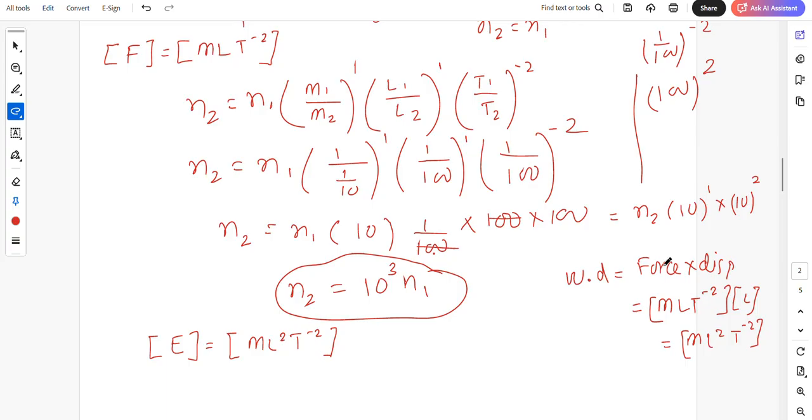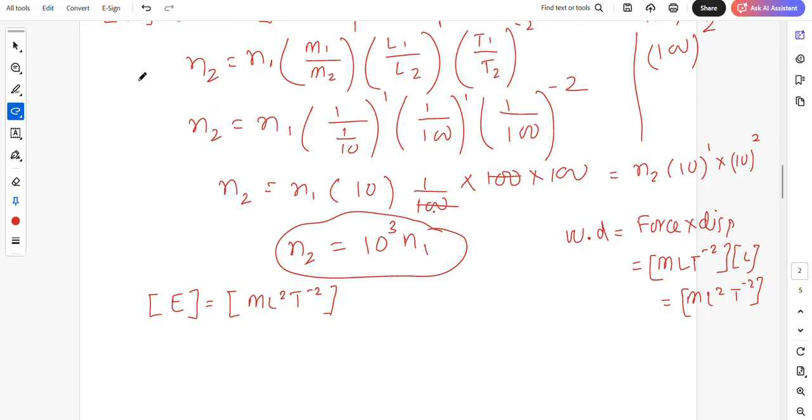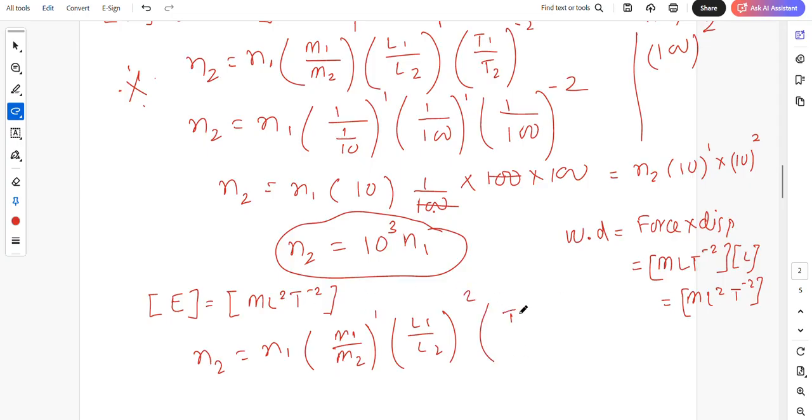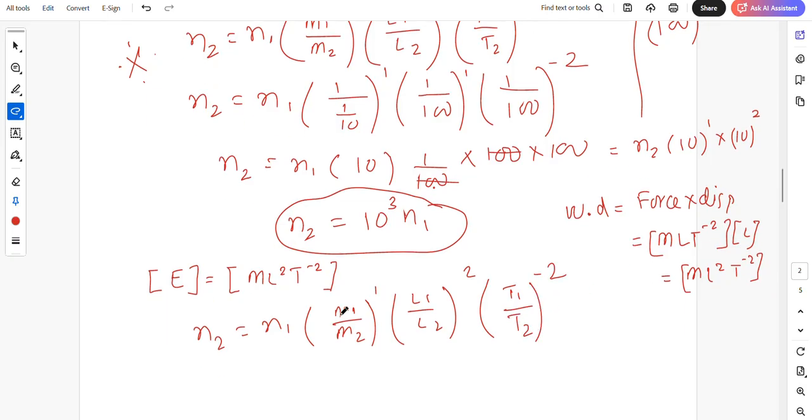Now, again I will write N2. Observe this one. How to write N2 directly? N2 is equal to N1 into M1 by M2 to the power of 1. L1 by L2 to the power of how much? Here observe, 2. T1 by T2 to the power of minus 2. Right. Now, how much is M1 they have given? M1 they have given as 1 and M2 they have given as 1 by 10.